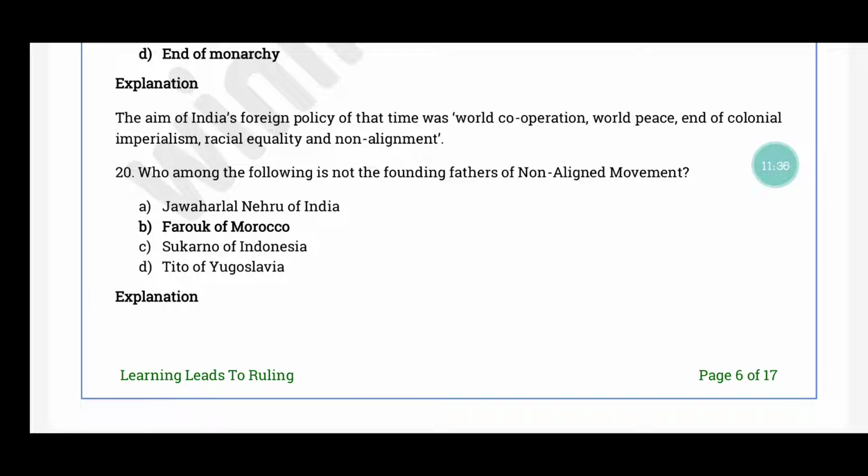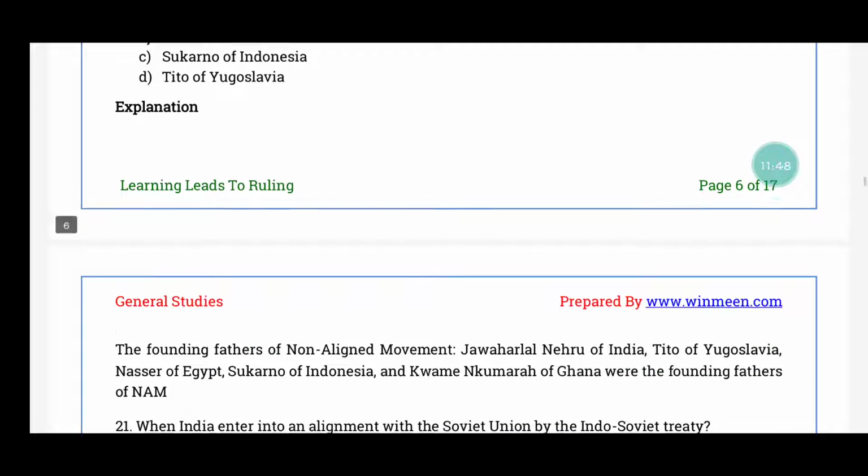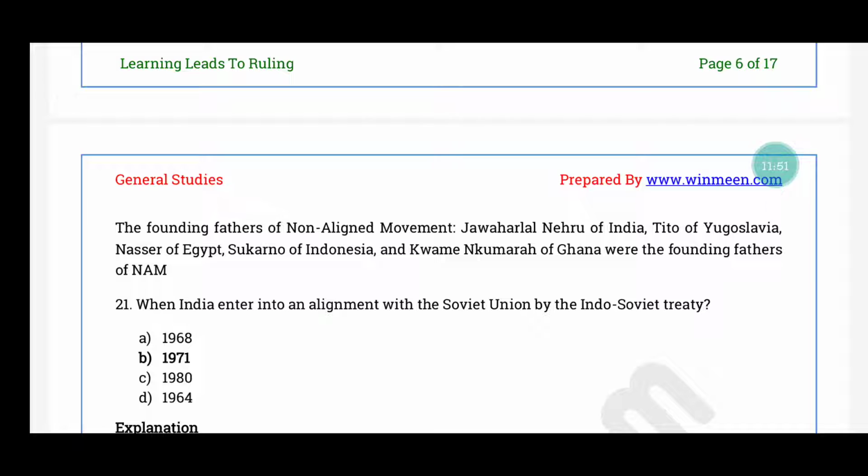Question number 20. Who among the following is not a founding father of the non-aligned movement? The correct answer is option B, Farouk of Morocco. The founding fathers of the non-aligned movement were Jawaharlal Nehru of India, Tito of Yugoslavia, Nasser of Egypt, Sukarno of Indonesia, and Kwame Nkrumah of Ghana. They were regarded as the founding fathers of the non-aligned movement. So with this we complete part 1 of the video of lesson 20.